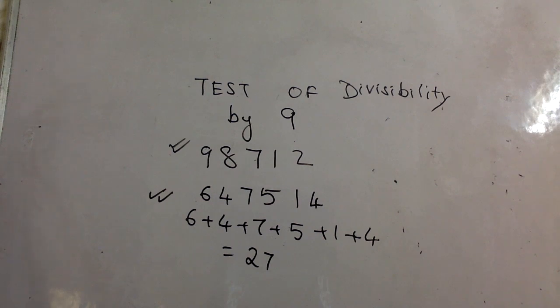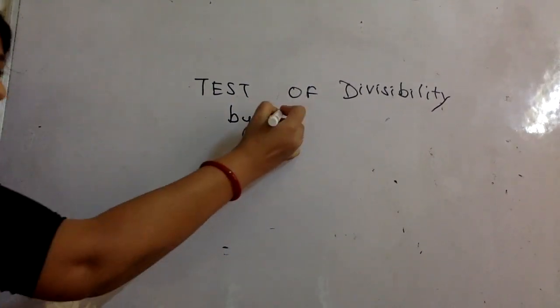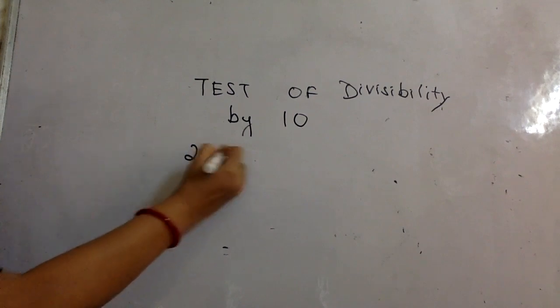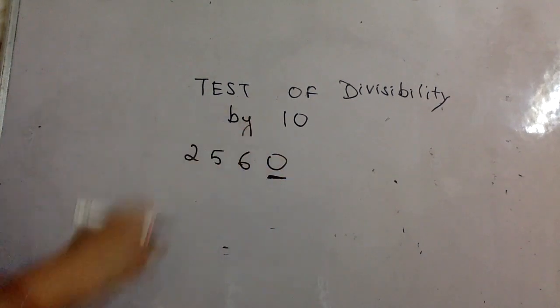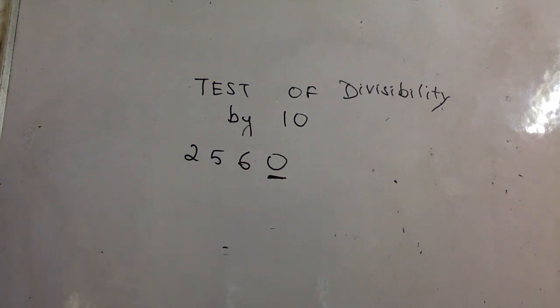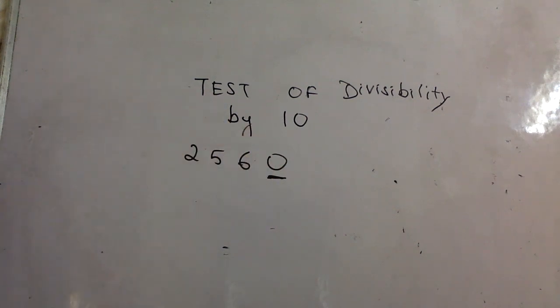Now let's take up the test of divisibility by the number 10. This is pretty simple and I think most of you already know it. If the number ends in a 0, it is divisible by 10. As simple as that. 2560, if it is ending in a 0, it is always divisible by 10. This time it is no longer 0 and 5. For 5 we had 0 and 5, but here the only thing you have to see is the number ending in a 0 or not, then it is divisible by 10.